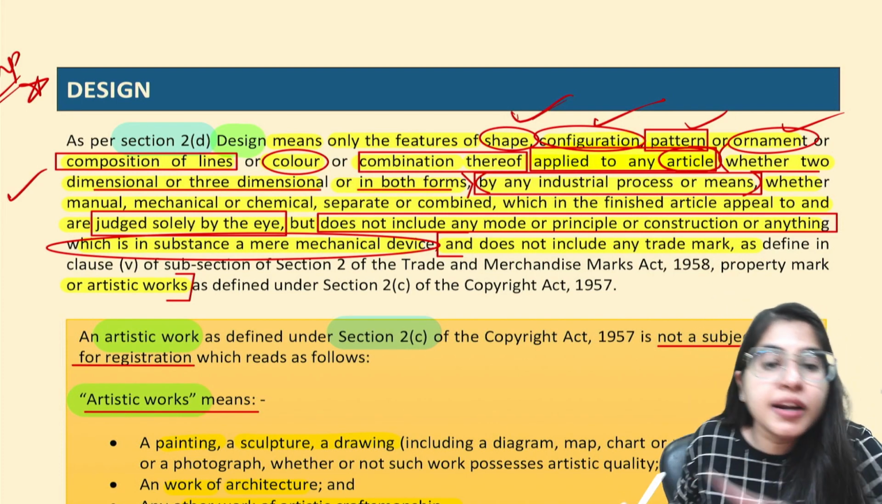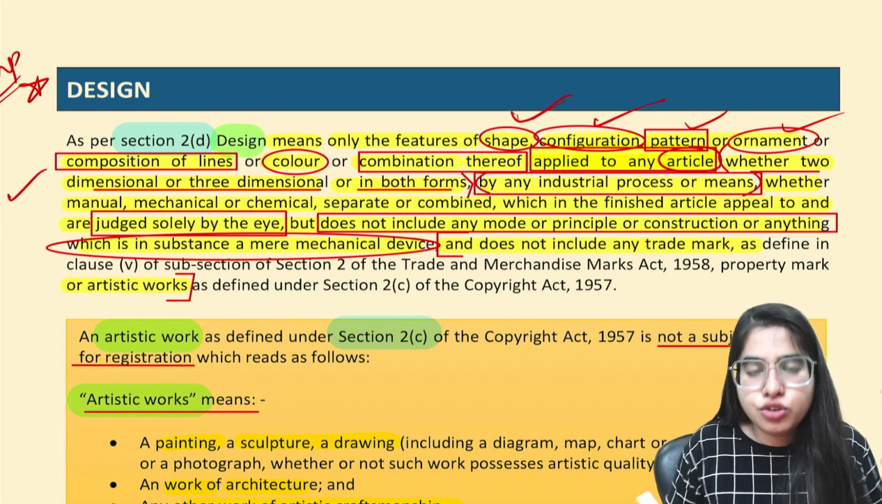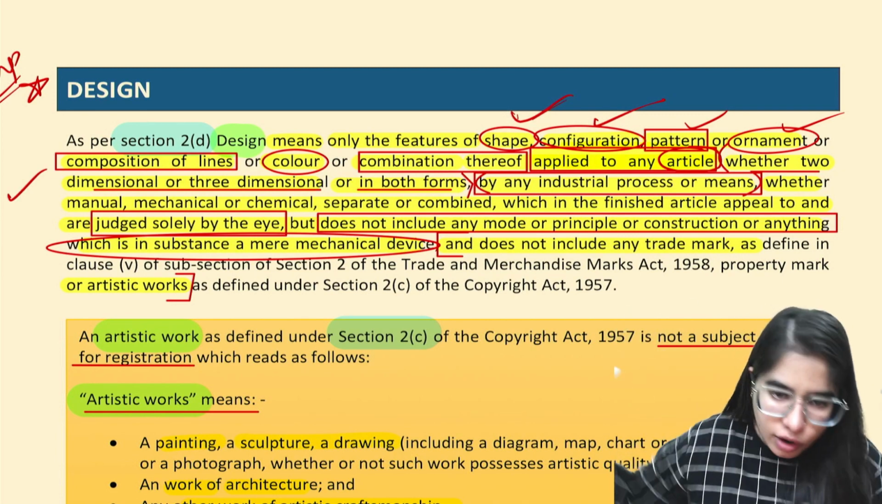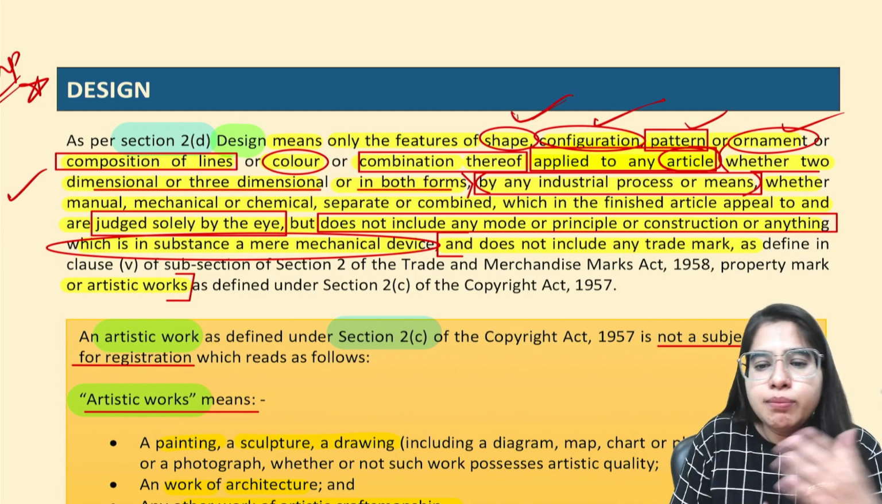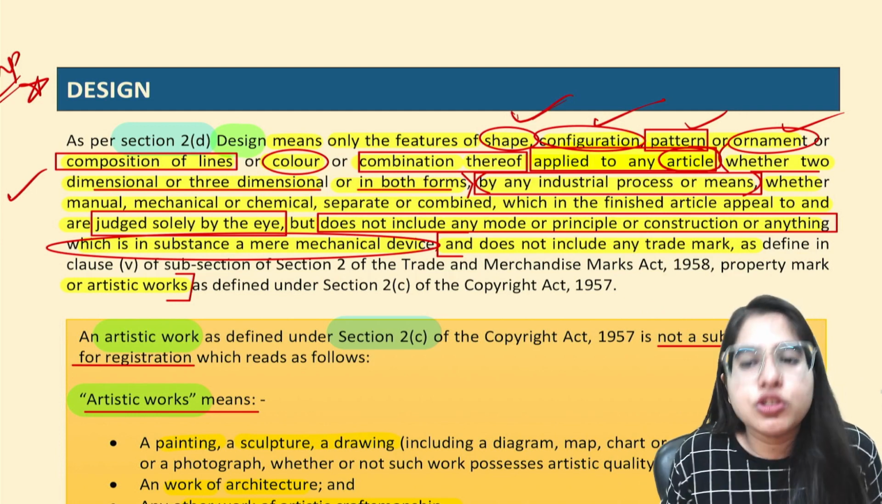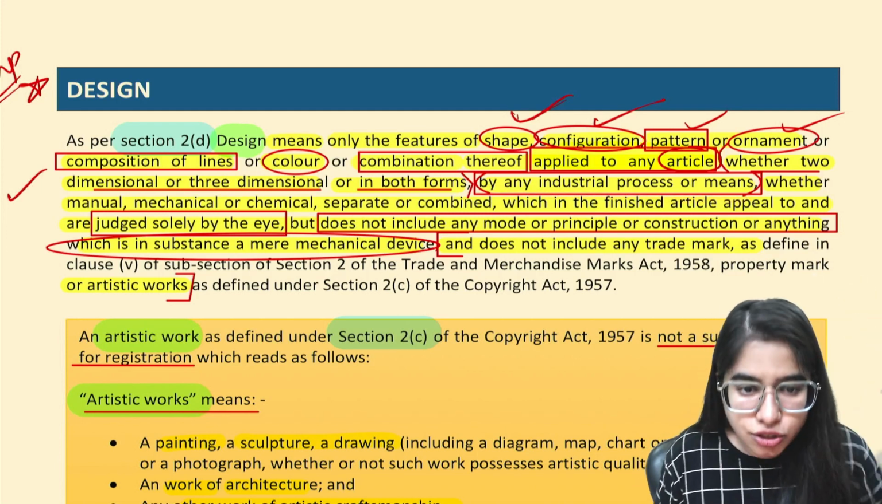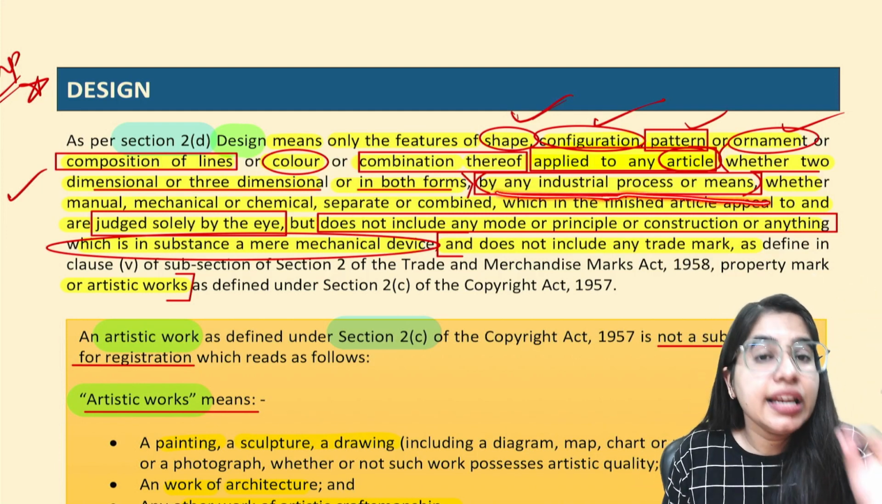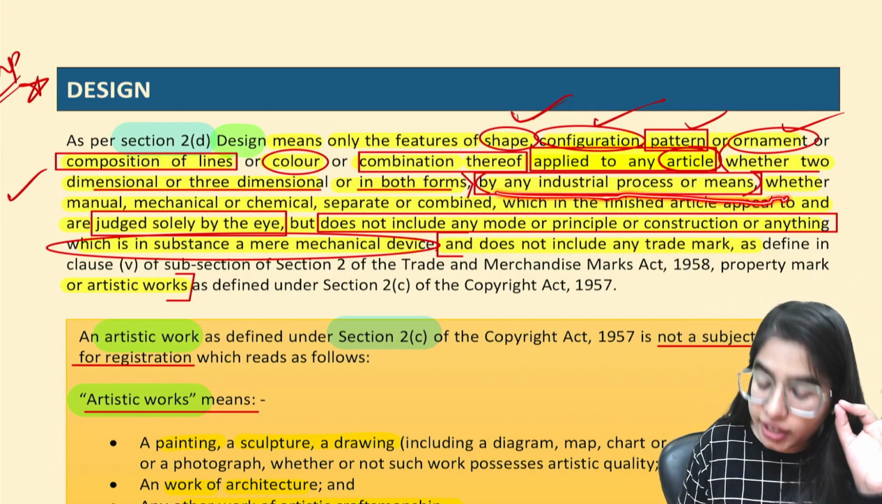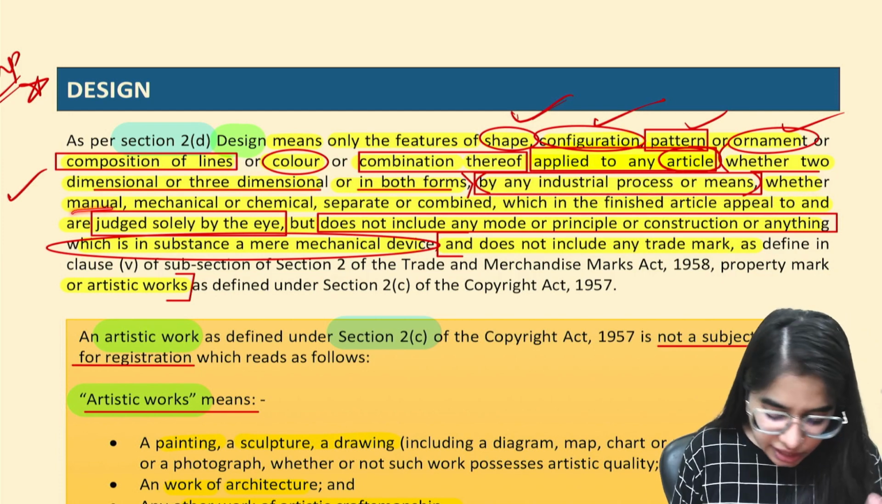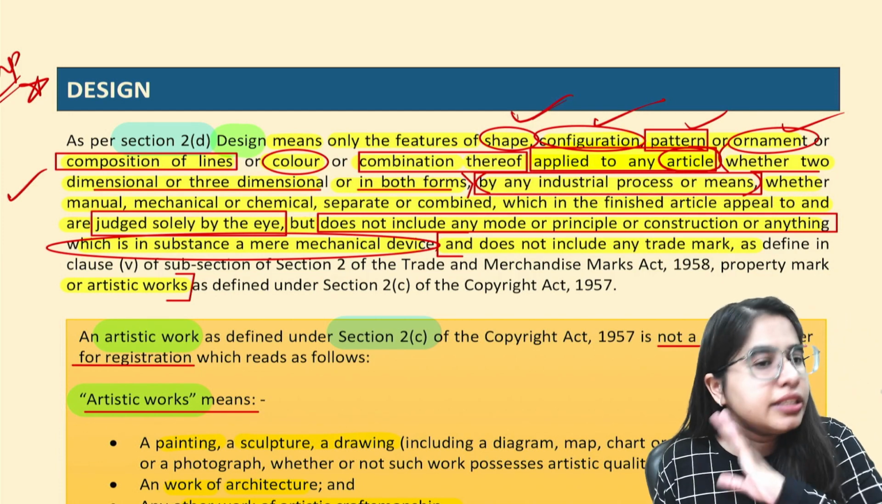You made a unique printing on the blankets. Yes, you made a unique shape of the bottles. So by applying some industrial process you are making that unique shape. That unique shape or unique design should be made by any industrial process or means, whether mechanical, manual, chemical. Even if it is handmade, that's fine.